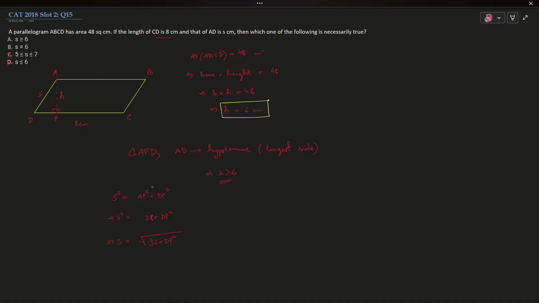Now guys, think of a special parallelogram, a rectangle. I will explain. This is a rectangle with vertices A, B, C, D. Area is length into breadth. Let's say this is the breadth and this is the length. Length into breadth is 48, and length is 8, so the breadth comes out to be 6 centimeters.